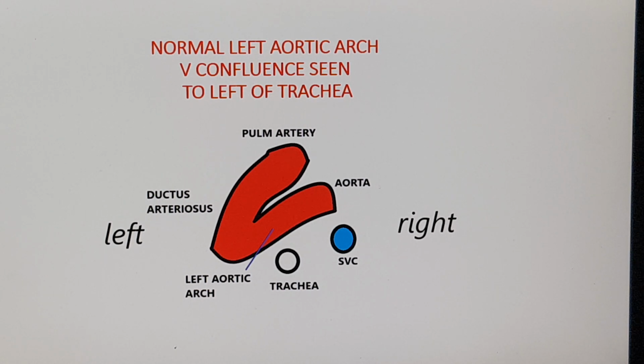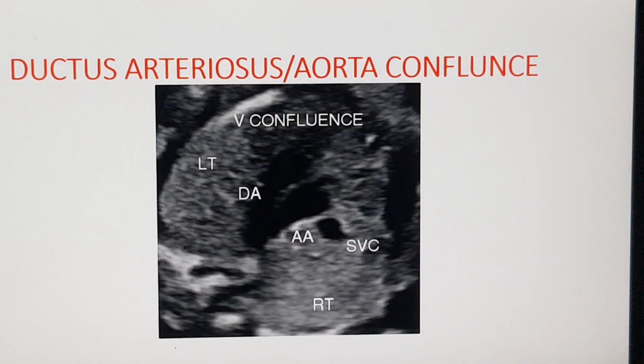Now that you have understood this anatomy in a line diagram, let us look at the sonoanatomy. The same thing here is in 2D. That is the three vessel tracheal view, and you can see that the V confluence is shown as you learnt in the line diagram. The ductal arch, which I have mentioned as DA, stays on the left side. The aortic arch, mentioned as AA, sweeps from the right to the left and meets the ductal arch posteriorly, in front of the spine and to the left of the trachea.